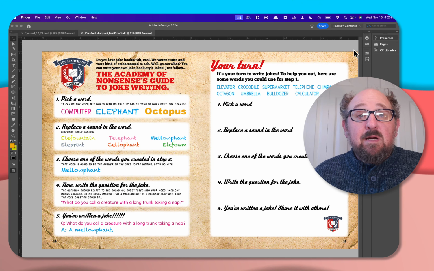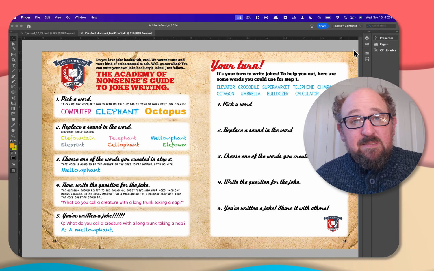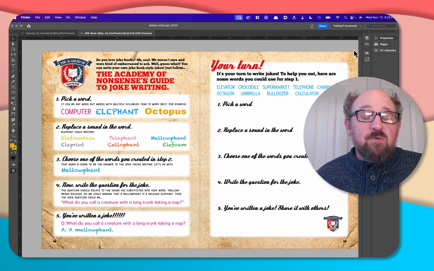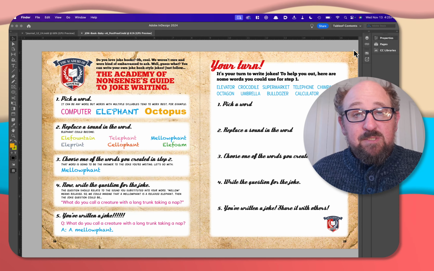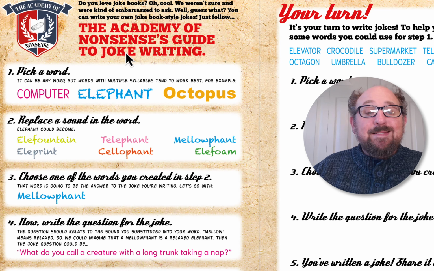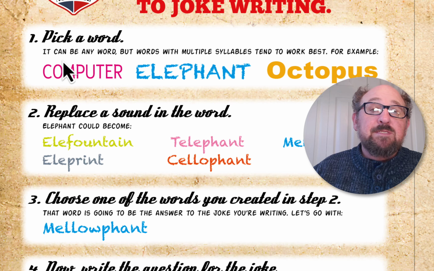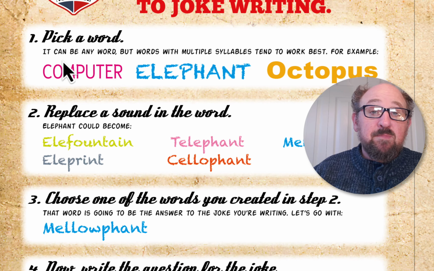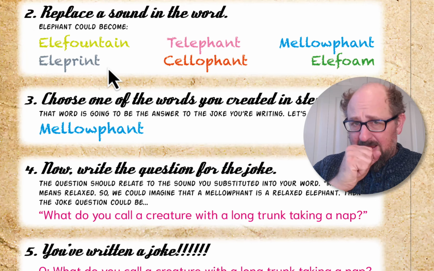And so I was thinking I should make one about traditional pun kind of joke writing, and then in the process of making it, I can learn how to write these jokes. So I made this thing called the Academy of Nonsense's Guide to Joke Writing. It's got 5 steps in it. Step 1 is pick a word. It's best if the word has multiple syllables. I have examples here. Computer, elephant.